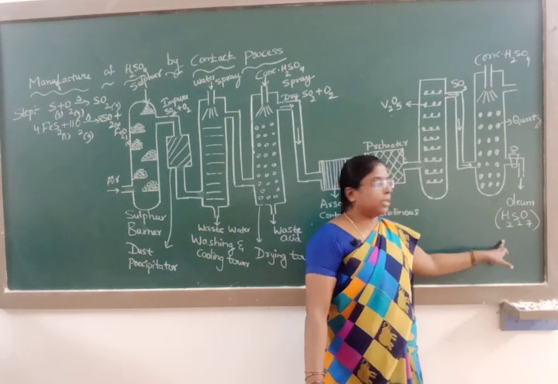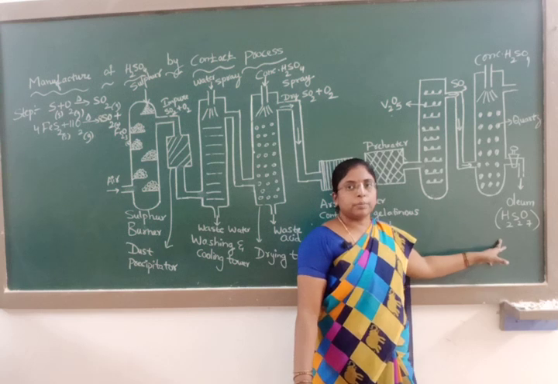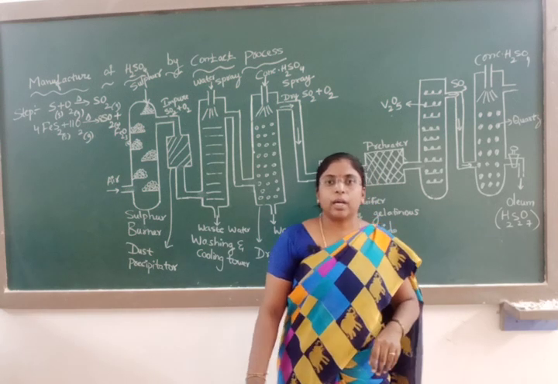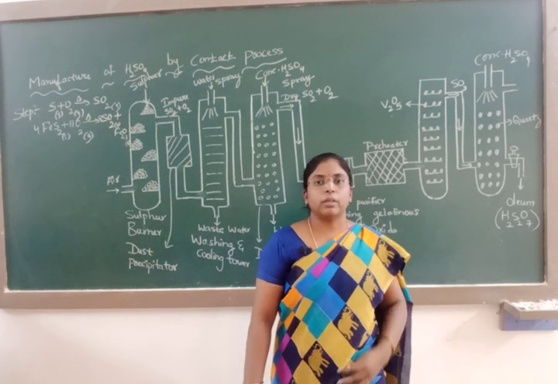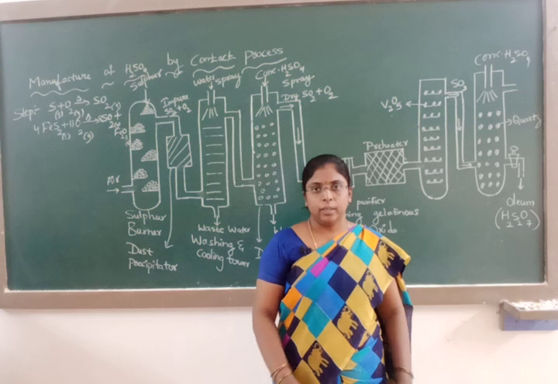Oleum is H2S2O7. In the last step, the oleum is obtained. The oleum is treated with a calculated amount of water, and we get the desired sulfuric acid as the product.